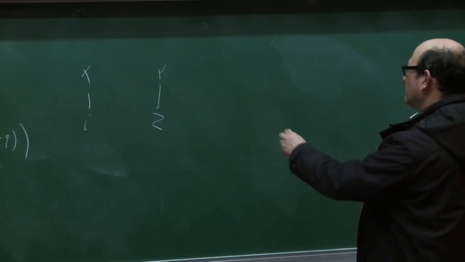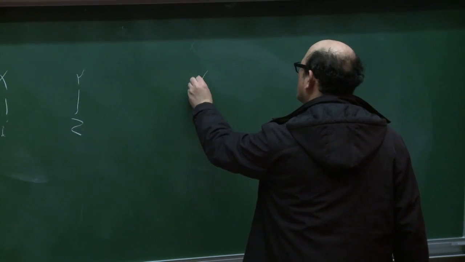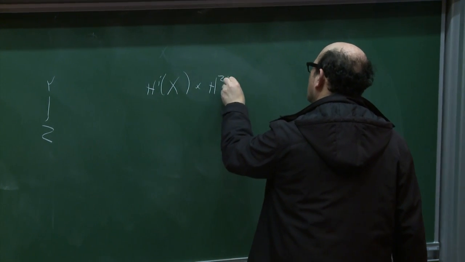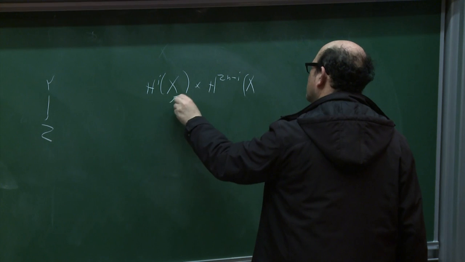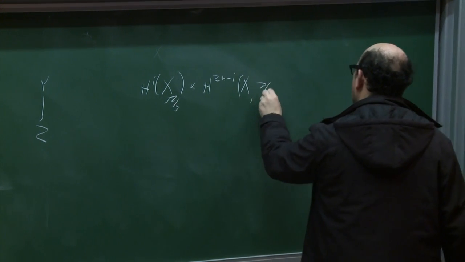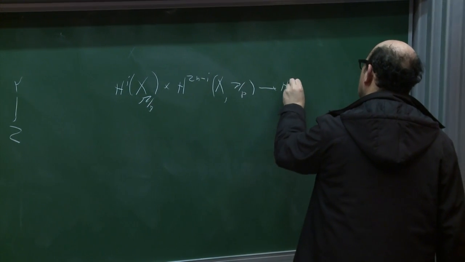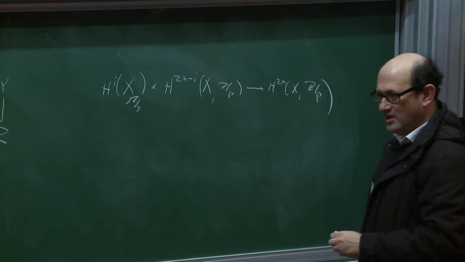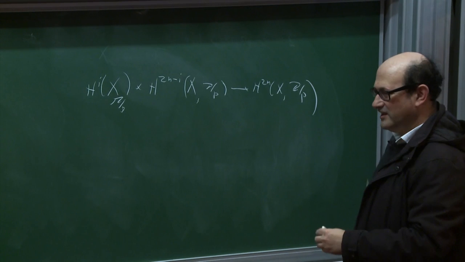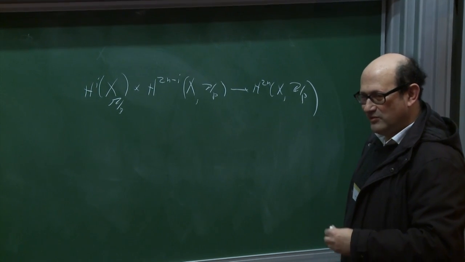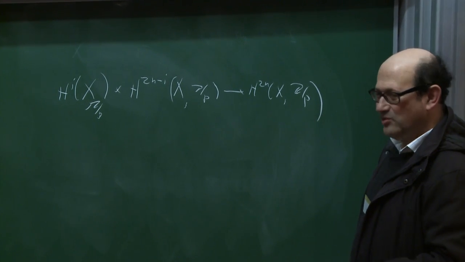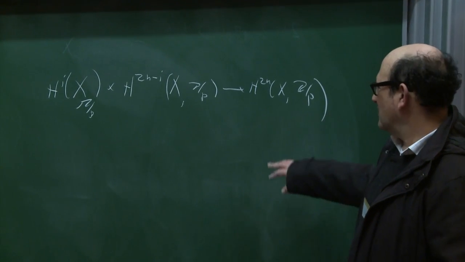So in the rigid case, I want to look at this coefficient Z mod P. So I want to show that if X is, let's say, connected, then H2N X Z mod P is one dimensional with basis given by the fundamental class of any point, and that the Poincaré duality maps are perfect pairing.